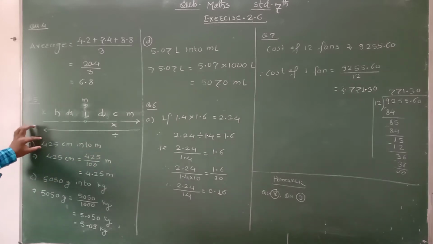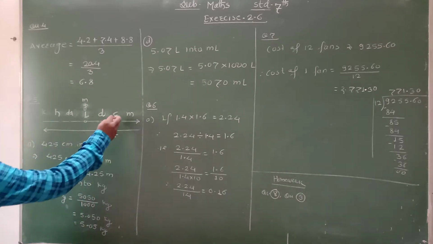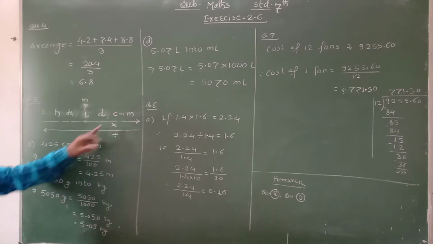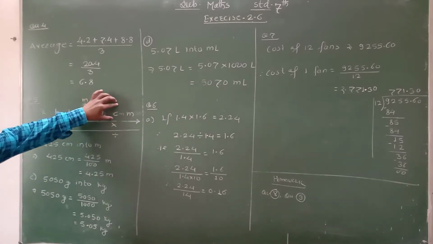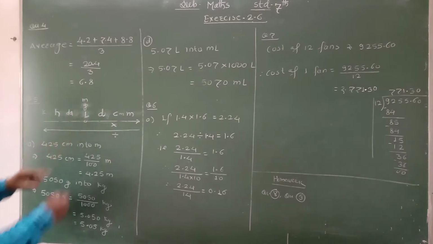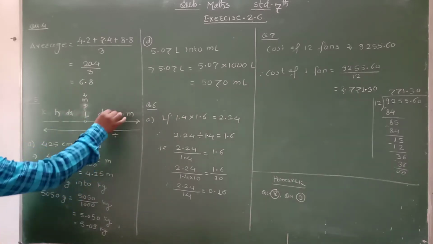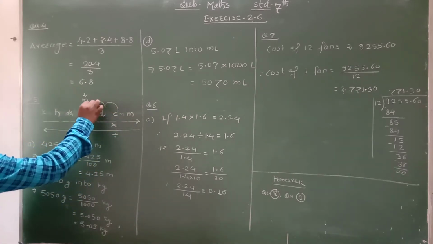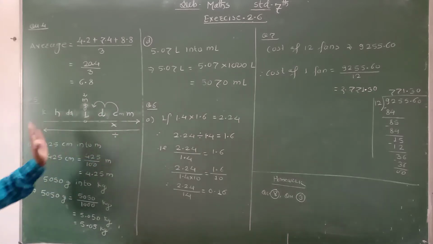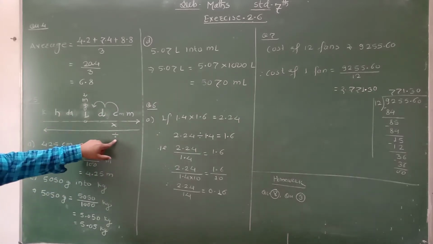Here we have to write 425 centimeter. This is the centimeter. If you write meter here, this is centimeter. Centimeter here we have to write into the meter. This is the meter unit. This means here we go from right to left. Right to left, in that you have to do division.